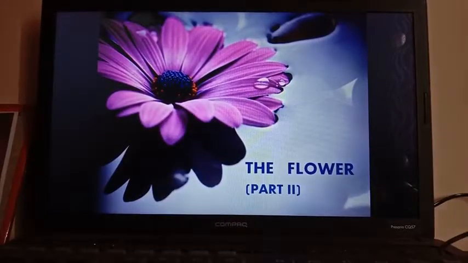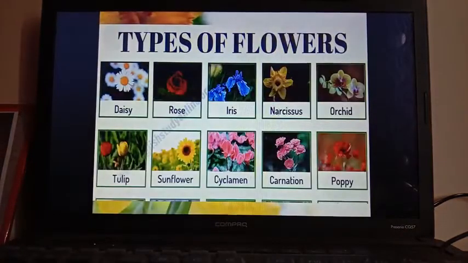Hello students. Last class we had already talked about the parts of a flower and their functions. In today's class we are going to discuss the types of flowers.